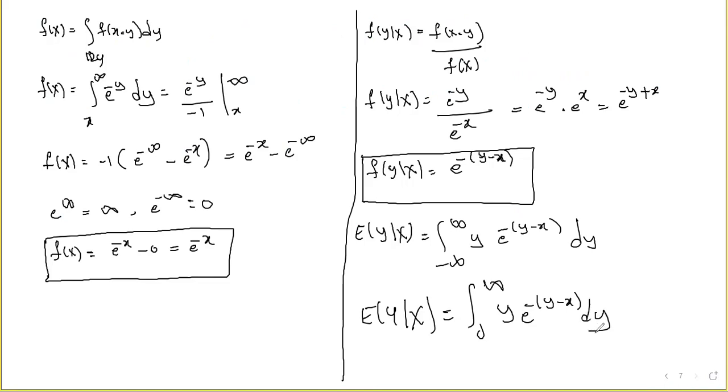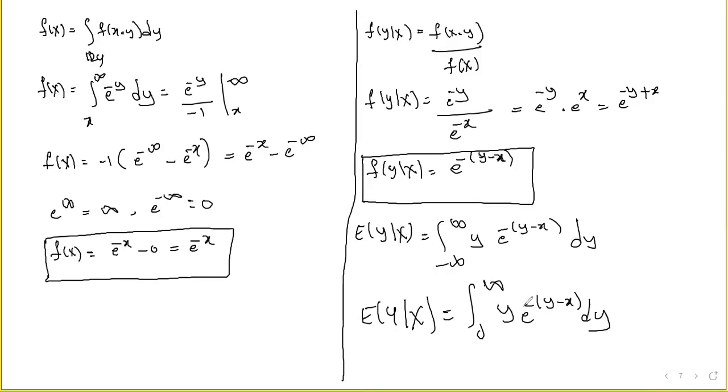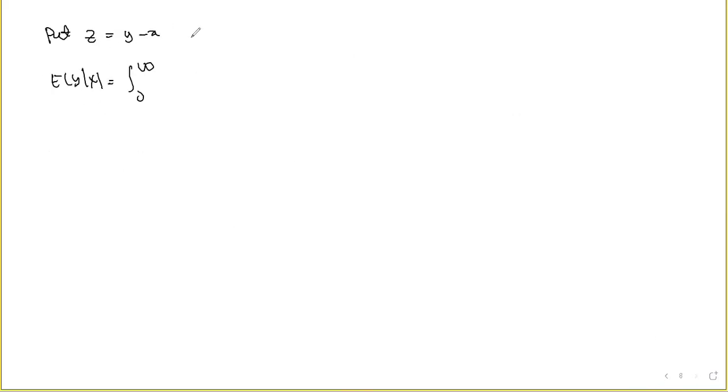Clear? So now, to solve this integration, there is some difficulty. For that, put z equal to y minus x. Now our expected value of y given x will turn into integration 0 to infinity as it is. We'll never change this. So here y is there. What is y? We consider here, from this, z plus x equal to y.